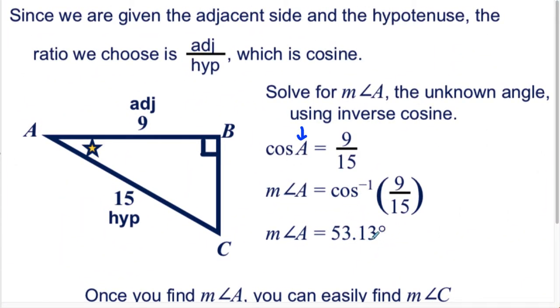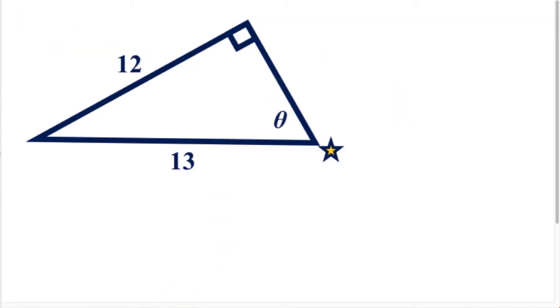Okay, so once you have this angle 53.13, if they're ever asking for angle C, you can also use a different trigonometric ratio, or you can use the triangle angle sum theorem, because you know this is 90, this is 53.13, and you can subtract from 180 to get angle C. Okay? All right, let's do some more examples.